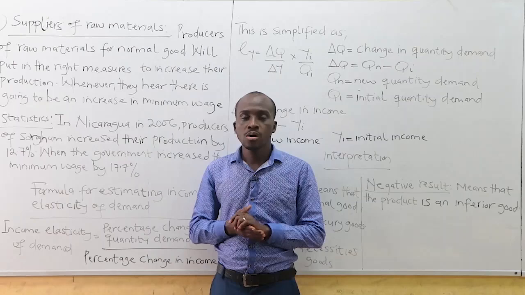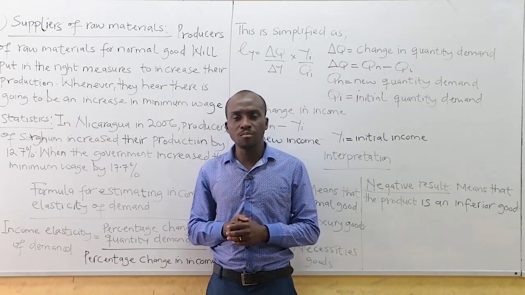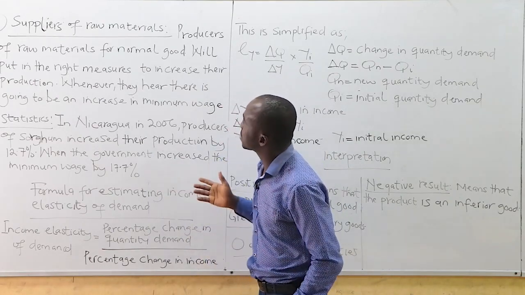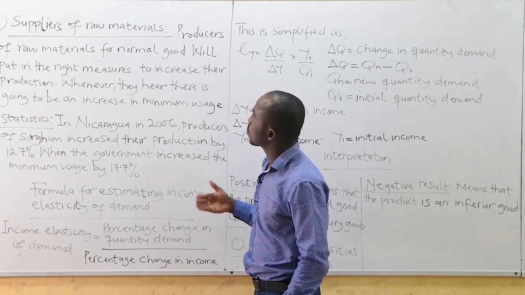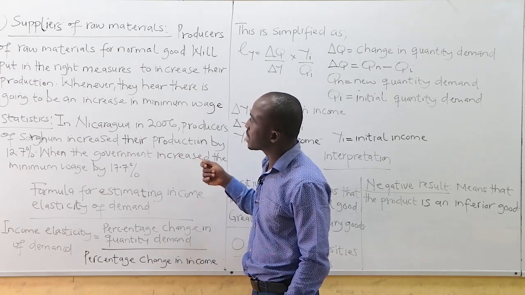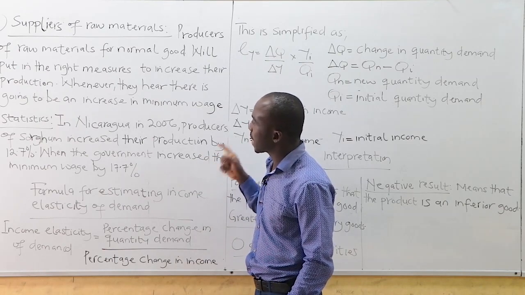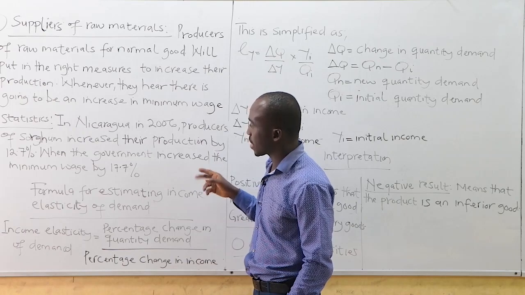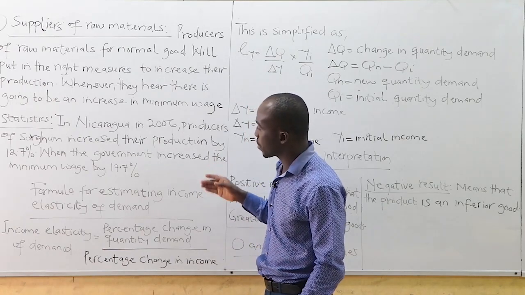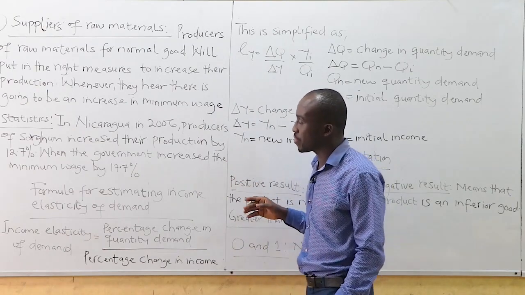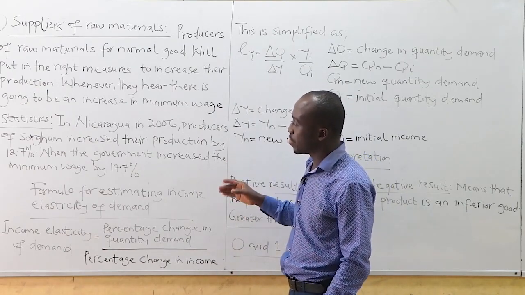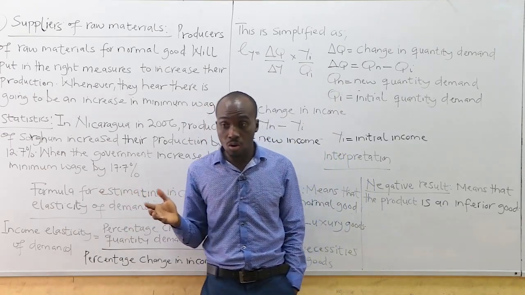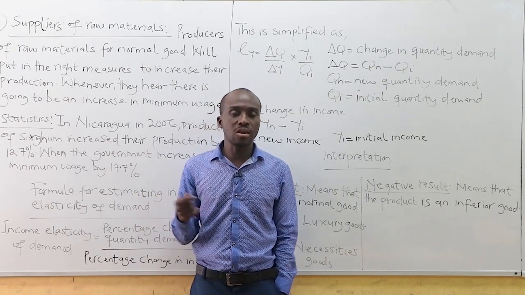So we see that another importance of the income elasticity estimate is for the suppliers of raw materials. Producers of raw materials for normal goods will put in the right measures to increase their production whenever they hear there is going to be an increase in minimum wage. In Nicaragua in 2006, producers of sorghum increased their production by 12.7% when the government increased the minimum wage by 17.7%. So the point is that it's not only for those who are producing alone, it's not only for the government. What about those who are supplying those raw materials?